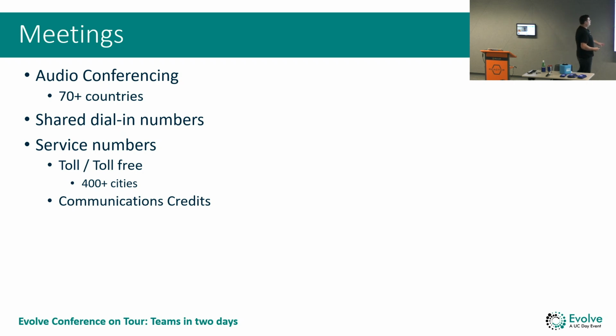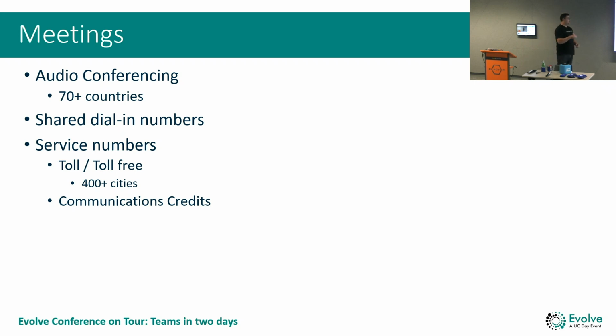The other one to be aware of is communications credits. So that should have been on the licensing slide, but a communications credit license is effectively you have in your tenant a pool of money, and you can set that to auto top itself up, or you just top it up when you need to.